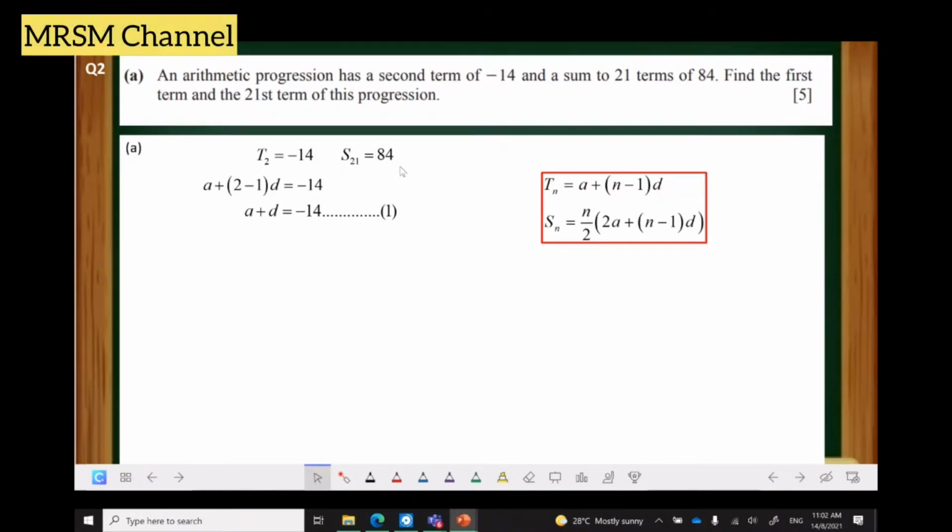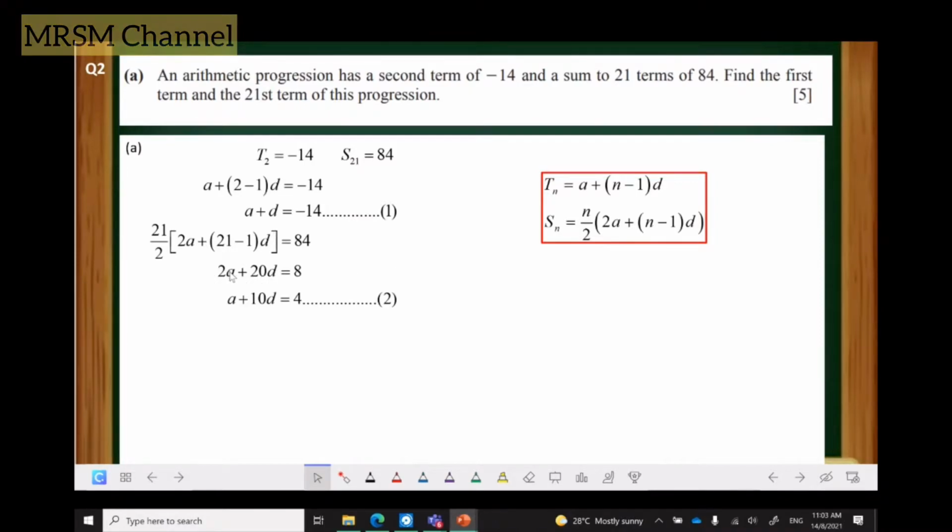Alright. So from S21 is equal to 84 ni. Okay, so kita masuk dalam formula Sn. So you will have 21 over 2, 2a plus dengan 21 minus 1, d is equal to 84. Okay, so kita simplify. So 21 over 2 naik atas, multiply 2 over 21 both side. So kita akan dapat 2a plus 20d is equal to 84 times 2 divided by 21, so dapat 8. Okay, so this is equation 2.